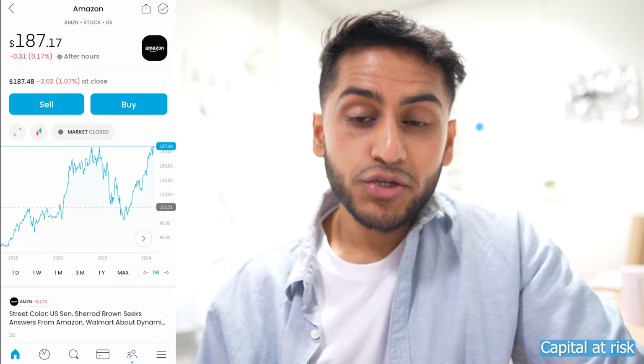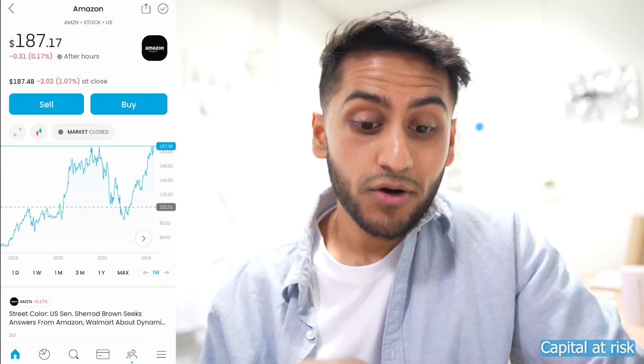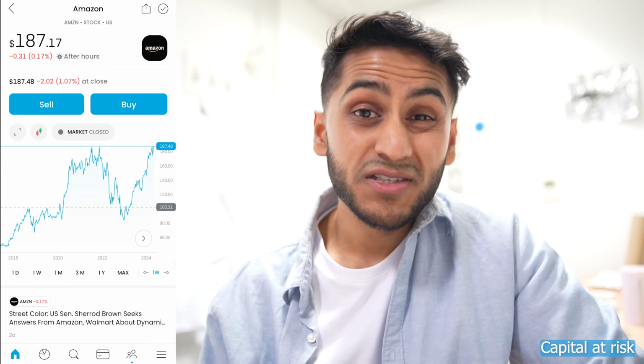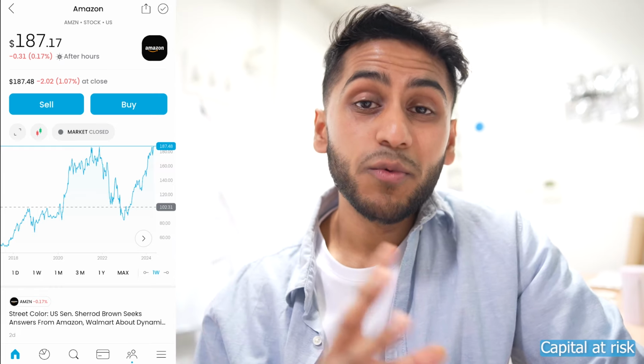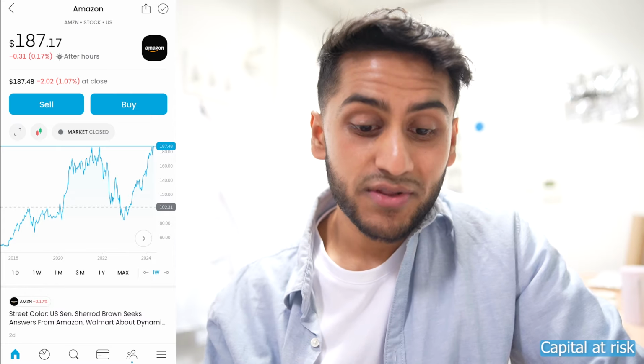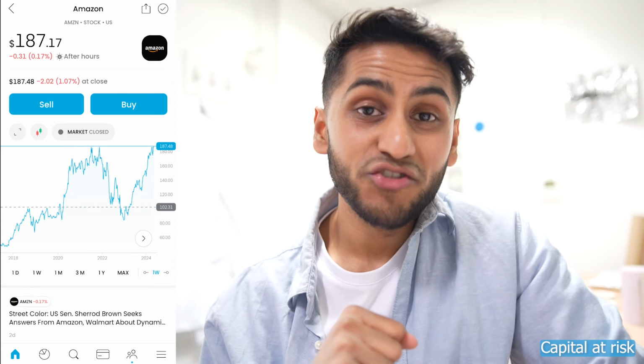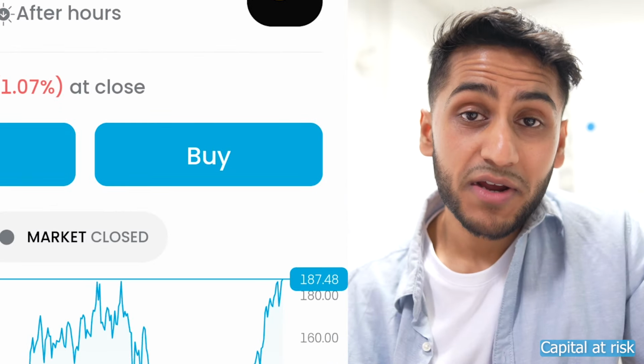So for a beginner, you should know that when you find a particular stock, there are 2 things that you can do. First of all, if you haven't already bought it, you can buy it. And if you already have it, you can sell it. So these are 2 buttons that we're going to go through now. Let's say, for example, I wanted to buy a share in Amazon. That is, of course, going to set me back $187 at the time of filming. So what I can do is press the buy button.